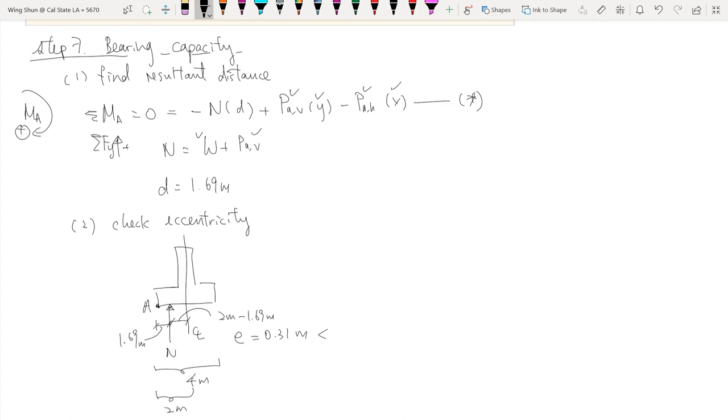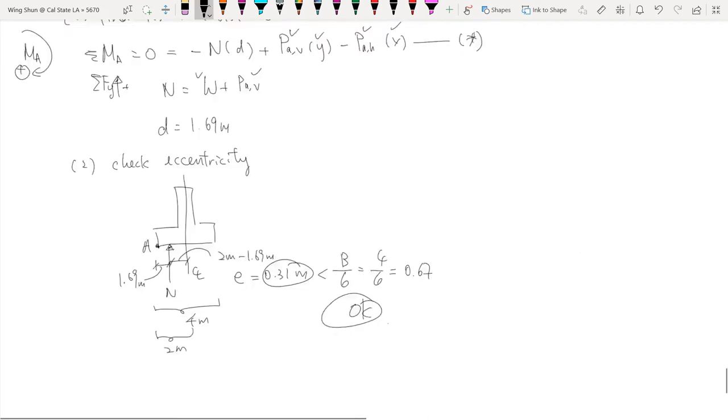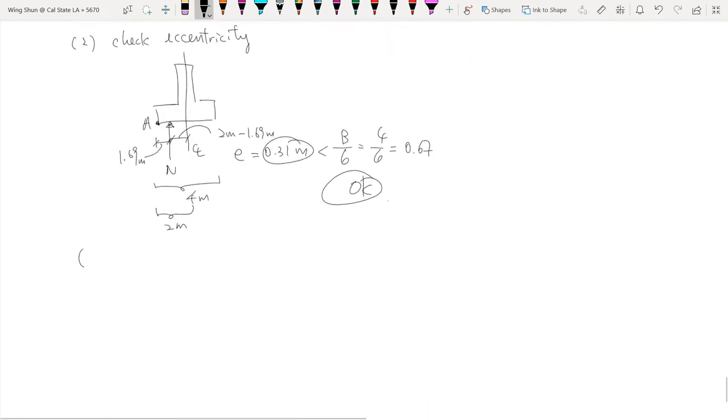And this is less than the requirement of 1/6 of the width of the foundation, because this is equal to 4 divided by 6, which is 0.67. So we are good. So it's okay. And next, we will check and find the bearing pressure.